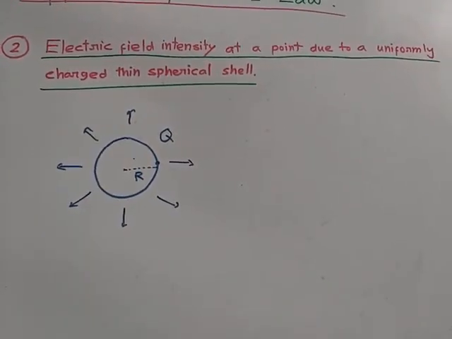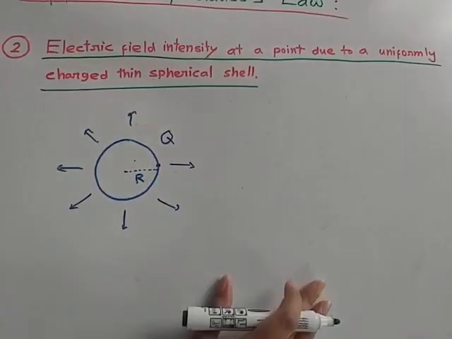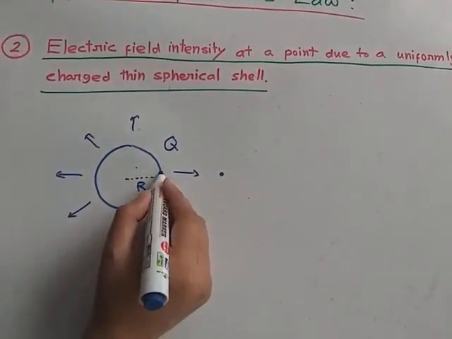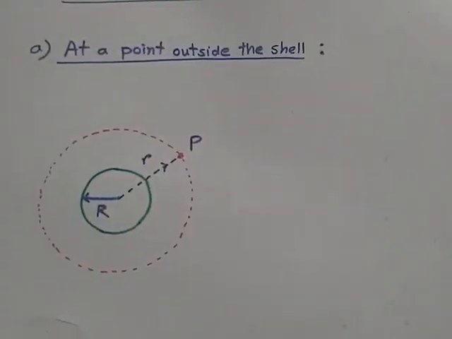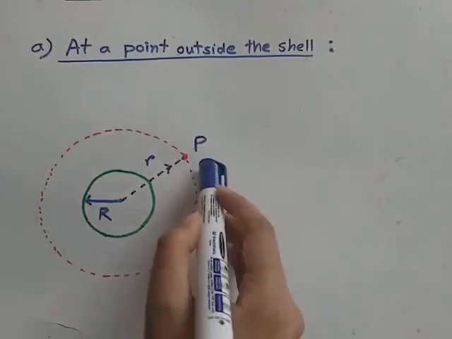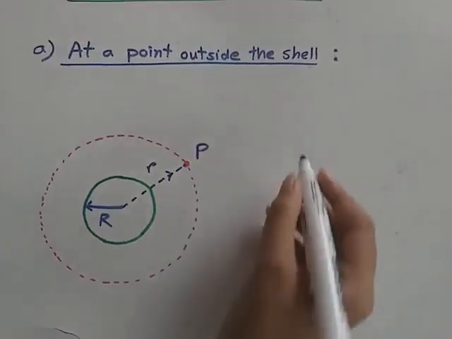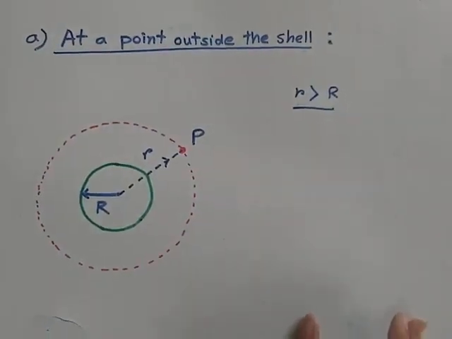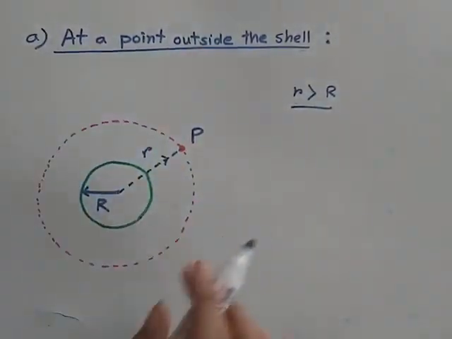Now we have to find the electric field intensity due to this shell. We will do it for 3 different cases: if the point is outside the shell, if the point is on the shell, and if the point is inside the shell. So let's start with the first case, that is a point outside the shell. Let us take a point P outside the shell at a distance small r from the center of the shell. Here small r is greater than capital R, which is obvious. Let us consider a sphere of radius small r which acts as a Gaussian surface.